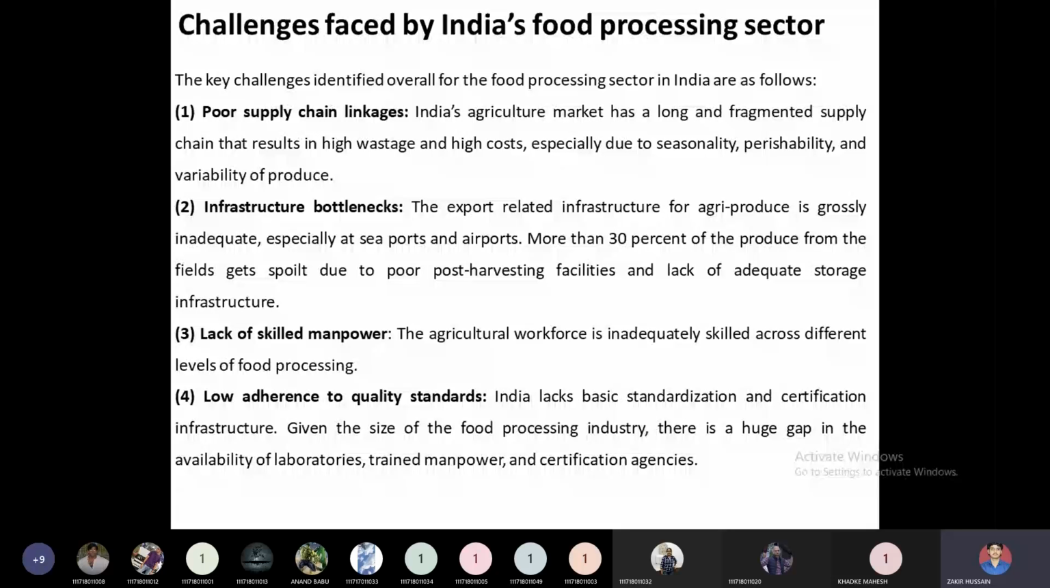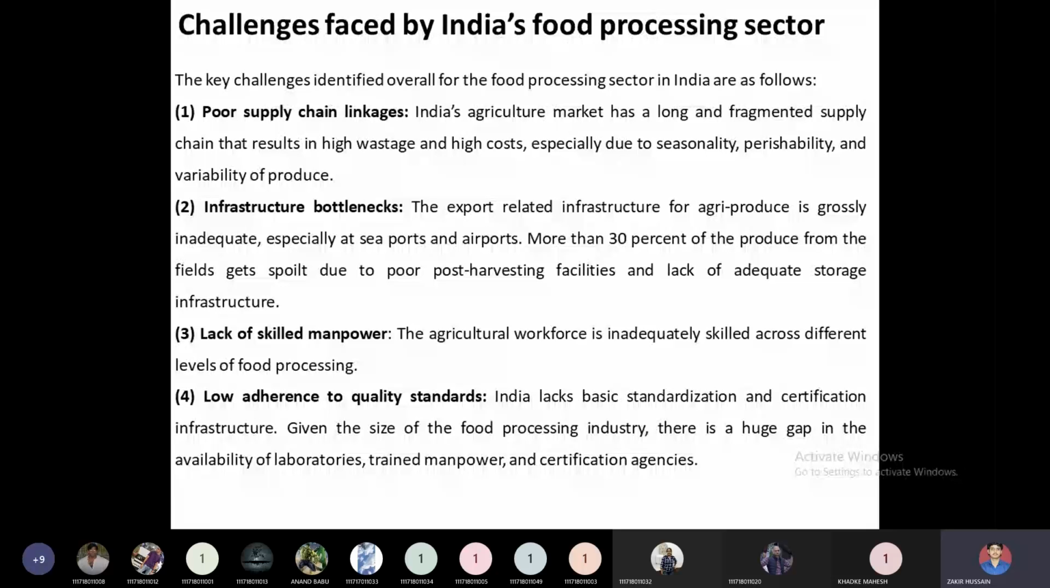The next challenge faced by the food industry is low adherence to quality standards. We have ISO certifications, and we have FSSAI, the Food Safety and Standards Authority of India, an organization in New Delhi. It sets standards according to the ISO definition, for example for the adulteration of milk products or the adulteration of foods. Everything is specified in those standards.